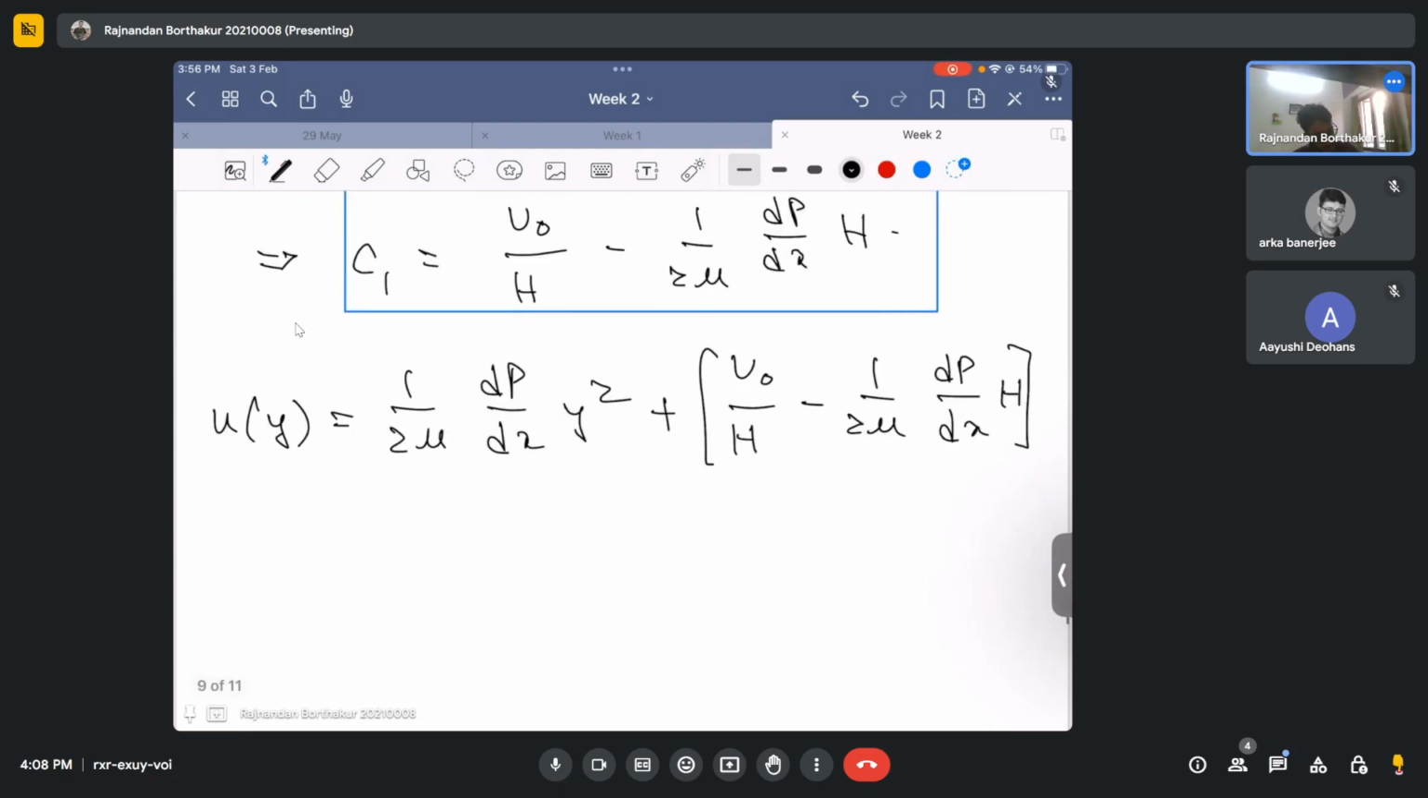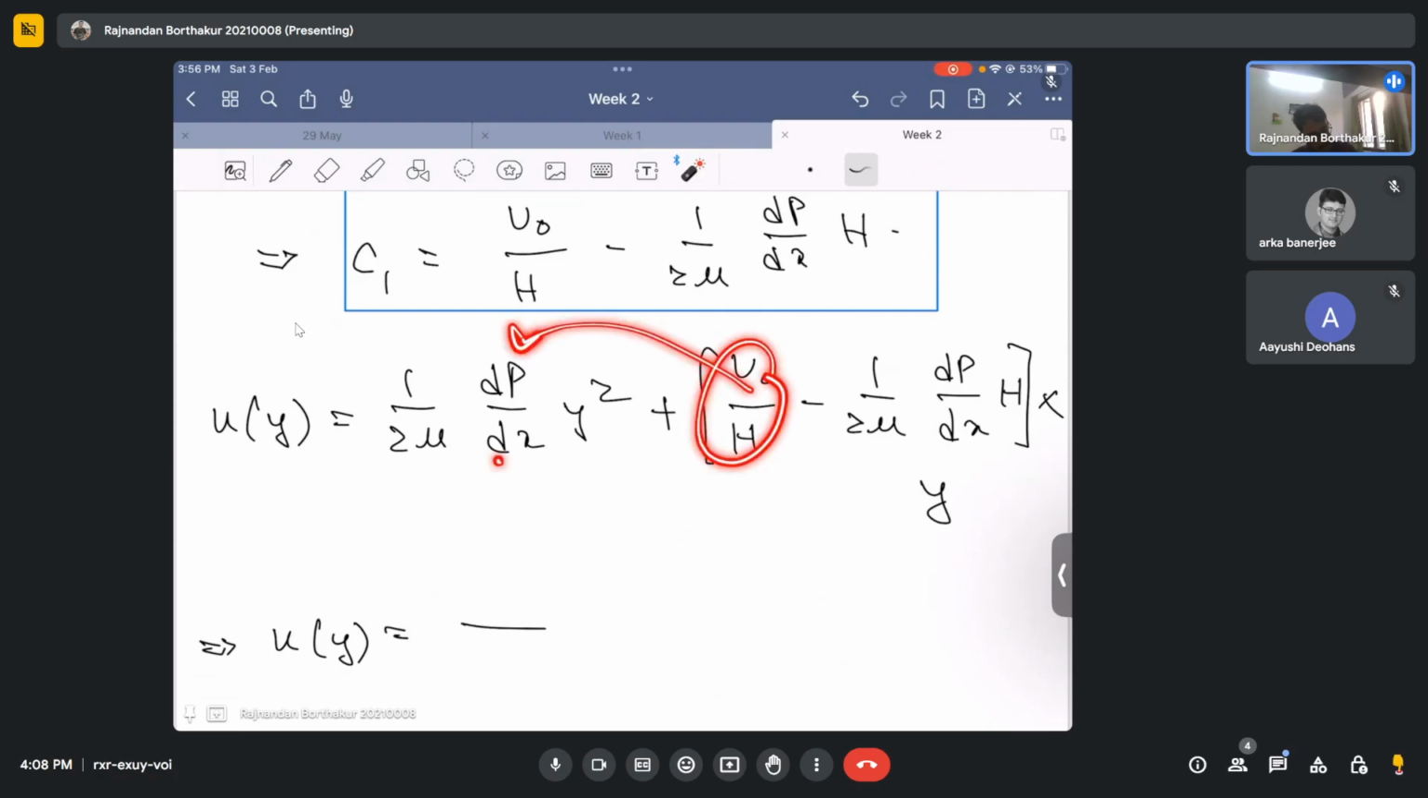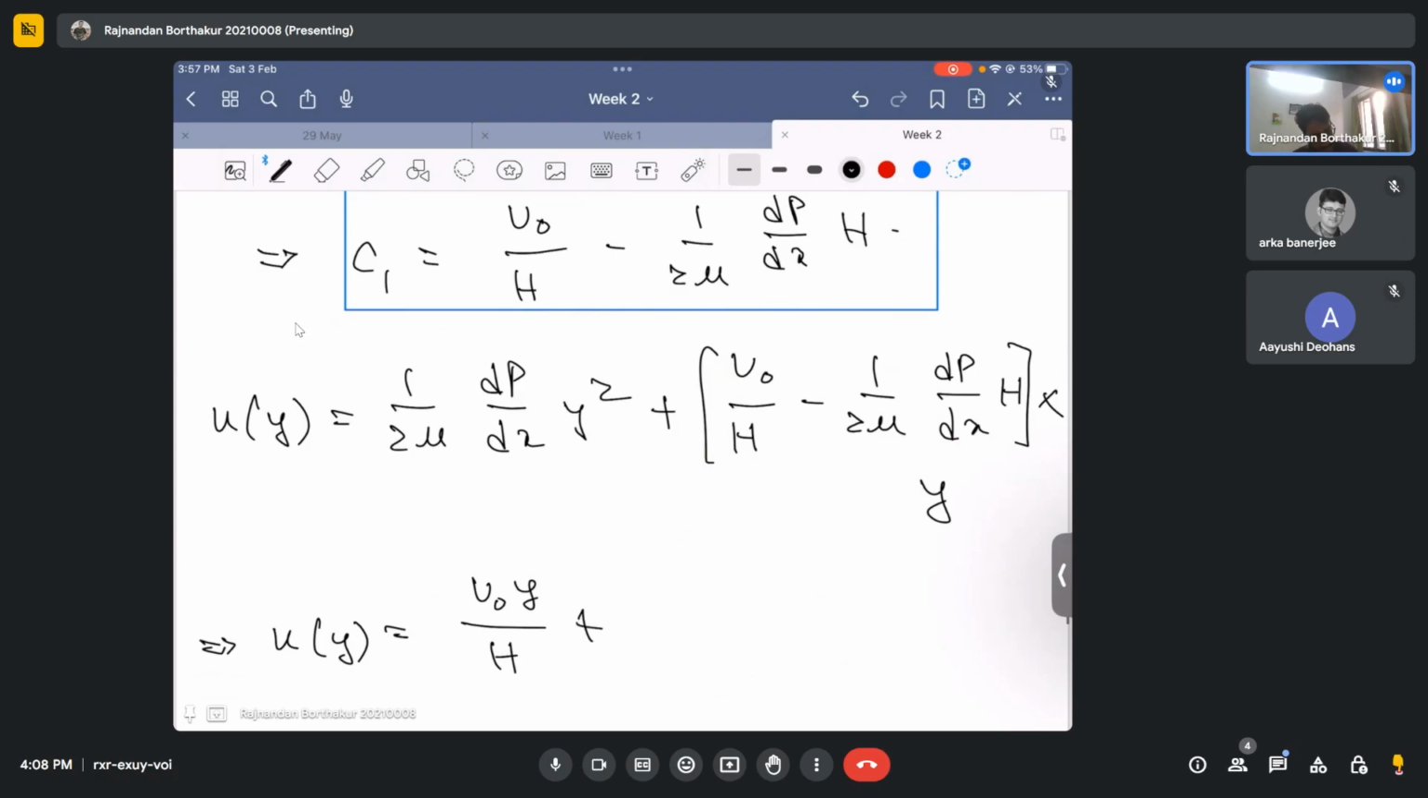Okay, there would be a y here. And if I rearrange this equation, I'll just do a certain rearrangement. I'll bring this term outside and club this term and this term. So what do I get? I get u naught times y by h as one term, plus, clubbing this term and this term, taking 1 by 2 mu dp dx as common.